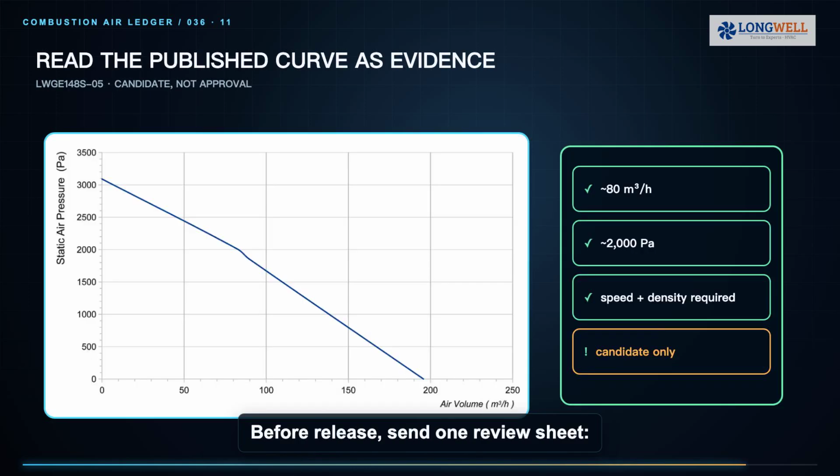Before release, send one review sheet: fuel and heat input, required air at every firing state, reference density, complete pressure loss ledger, chamber pressure range, candidate fan curves, speed and power limits, control and feedback, materials and environment, purge and interlock requirements, dimensions and connections, and the test plan. Validate the final assembly with the burner supplier and applicable codes.